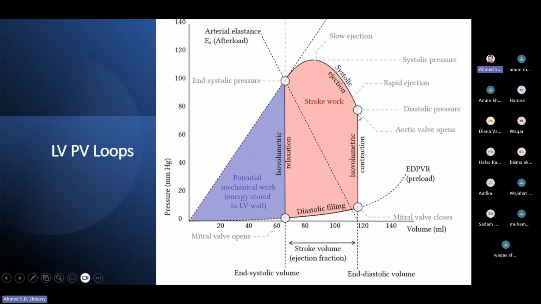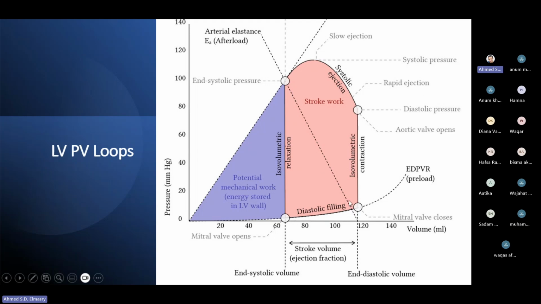And as you see, at each point here, there will be opening or closure of the aortic and the mitral valve. Here, the mitral valve will start the closure. Here, the aortic valve will start the opening. Here, the aortic valve will start the closure. And here, the mitral valve will start the opening in order to initiate the diastolic filling phase.